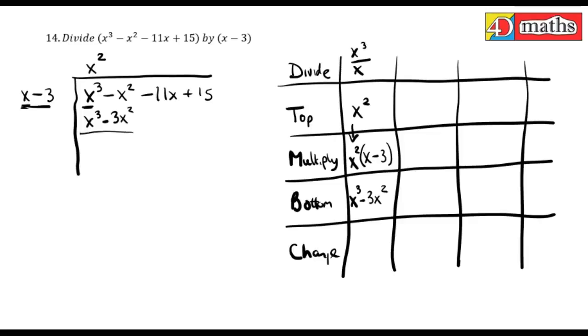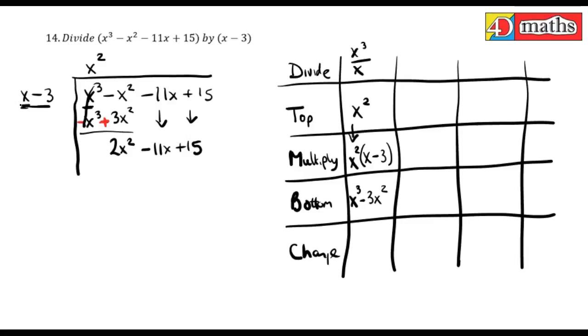And at this point, I change the sign. So this becomes a minus and this becomes a plus. So then, if I add them together, x cubed minus x cubed disappears. Minus x squared plus 3x squared is 2x squared. And you bring these 2 bits down as well. So that's the first part of the question done. So we're doing this 3 times.